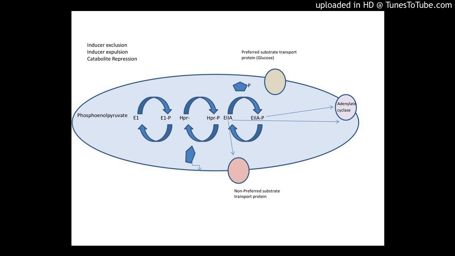If there's not much glucose coming into the cell, the opposite is true. The enzyme 2A in the phosphorylated form has a positive effect on adenylate cyclase and speeds up its activity. So that's it in a quick nutshell, and I'll post this and I hope it helps you.